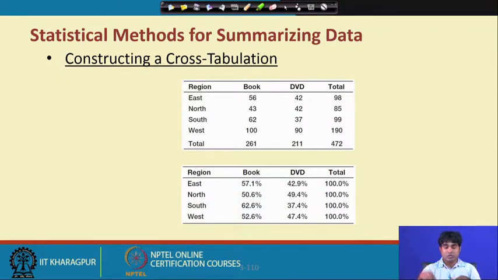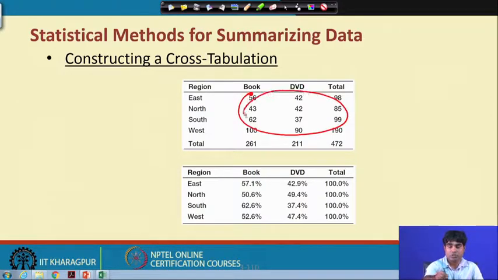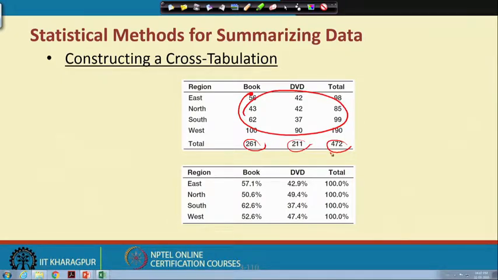So see here, in the first table, it is the actual observations, and this is region wise. The total book sales are, let us say, 261, and then DVD sales 211, and all together the total sales is 261 plus 211, that is coming to 472. Again, in the eastern zone we have a sale of books 56 and a sale of DVDs 42, so again it is appearing as 98.